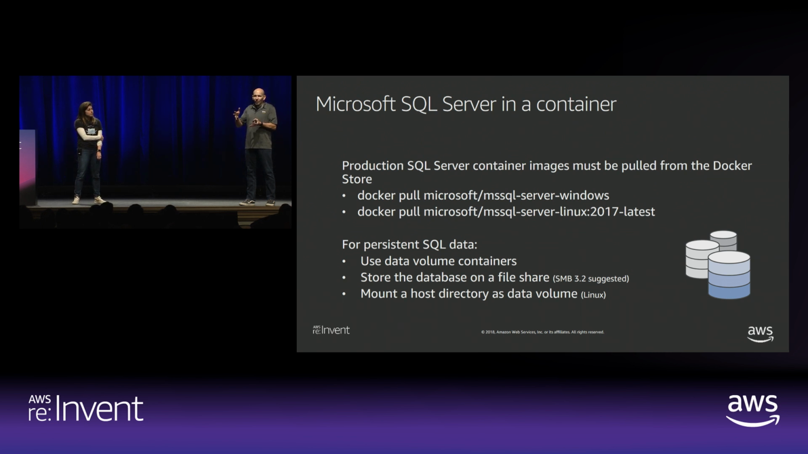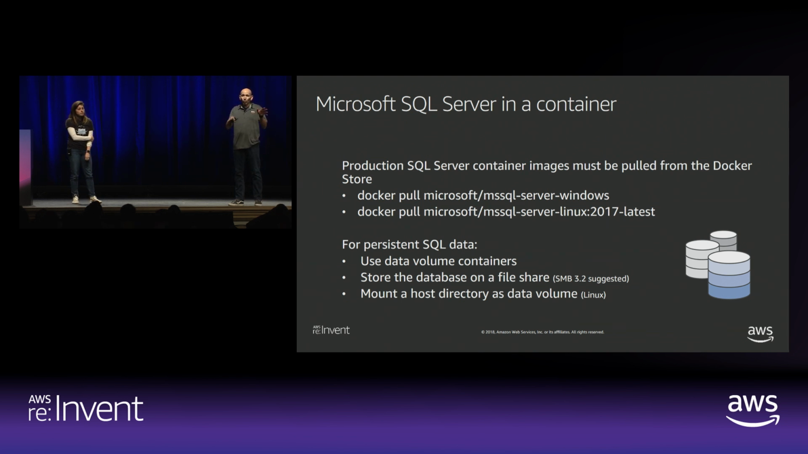Or before I killed that server, I would have to upload it to a repository, which is not the way to do it. So the way to do it is to use data volumes, to use a file share, to use a mounted host directory. Now the caveats there are, today you can use data volume containers on either Windows or Linux. On Windows, you can use an SMB 3.2 file share for your SQL Server database backend, but you can't do that with Linux because Linux doesn't support the 3.2 protocol.